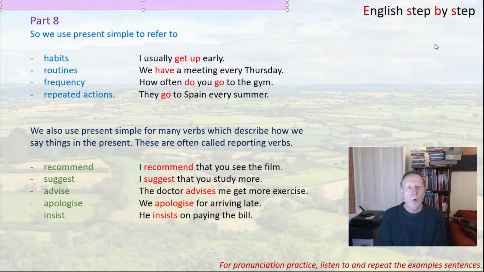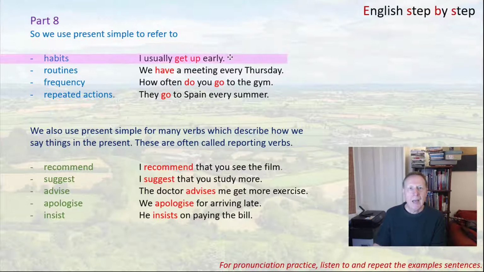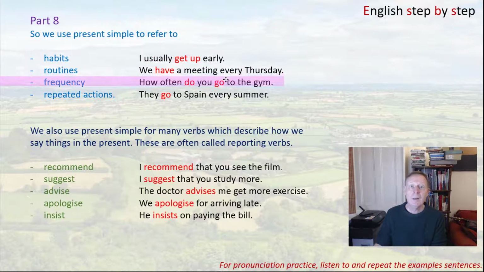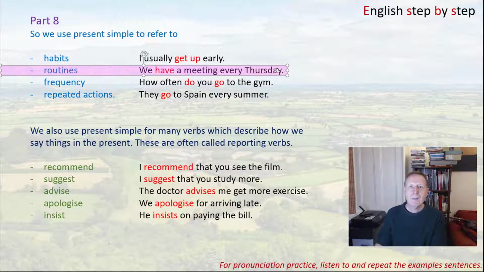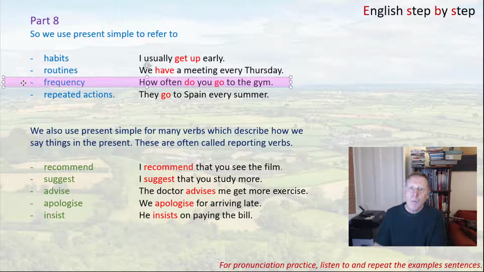So let's think more about the meaning and the use of the present simple. We use present simple to refer to the following: habits, routines, frequency, for example, how many, how much, how often, etc. Repeated actions. Okay, examples. Habits. I usually get up early. Present simple. Routines. Example. We have a meeting every Thursday. Next one. Frequency. How often do you go to the gym?